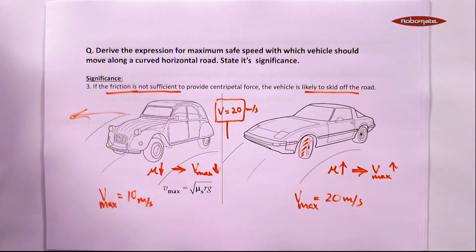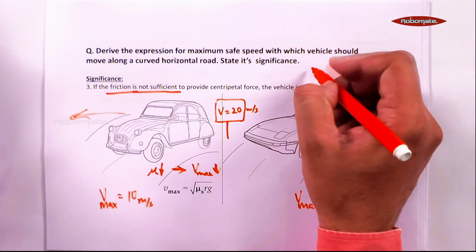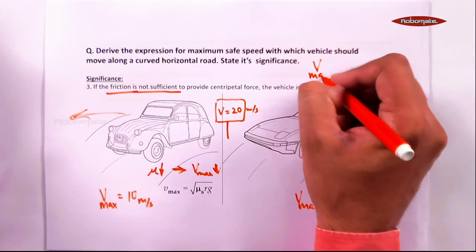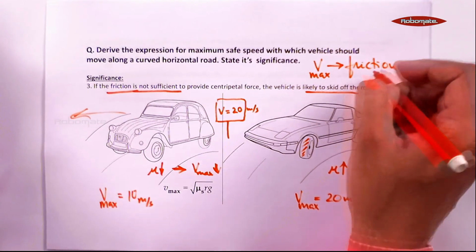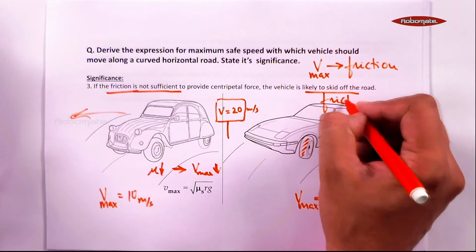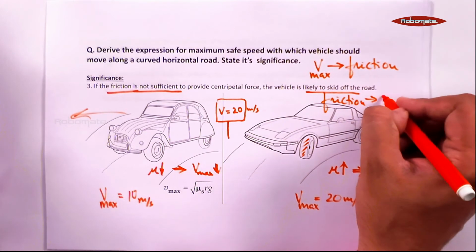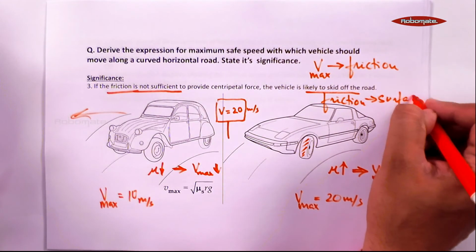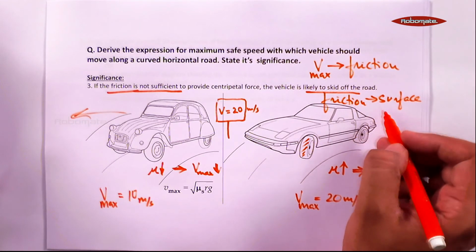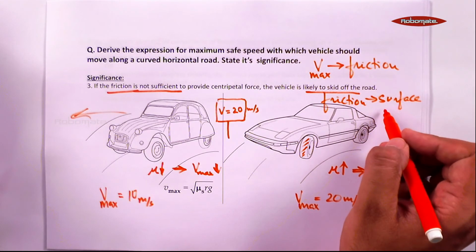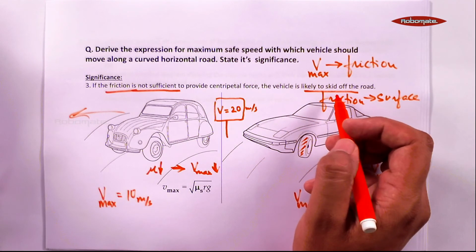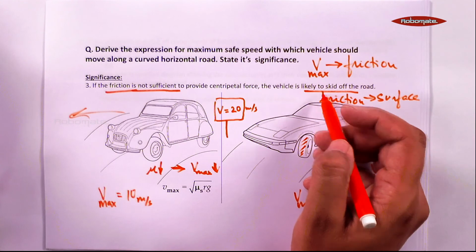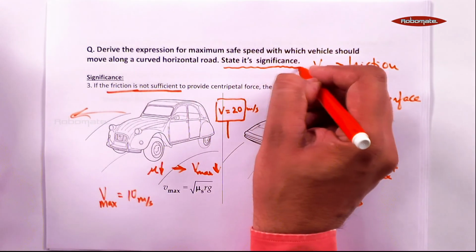So these are the conditions for significance of this max velocity. Just summarizing, what does the maximum safe velocity depend on? It depends on friction, right? And what does friction depend on? Friction in turn depends on the nature of the surface of the tire and the road in contact. And this can be variable. As per this, there is a likelihood that the vehicle can skid off or can remain with a nice grip on the curved surface. And this explains the significance.